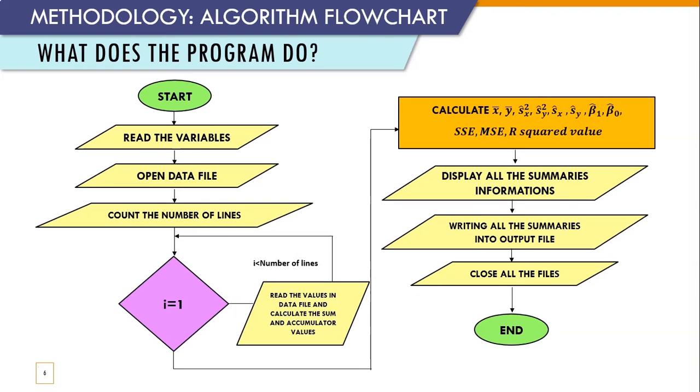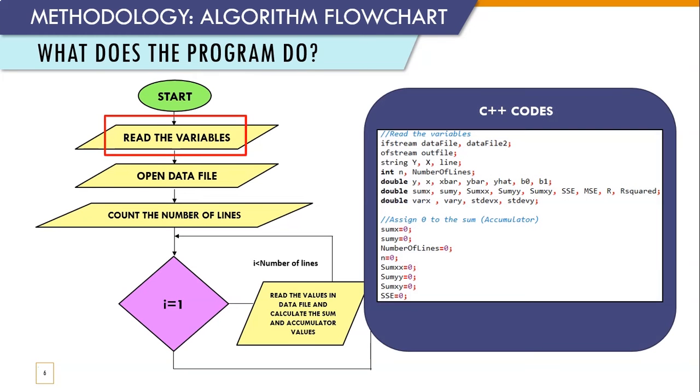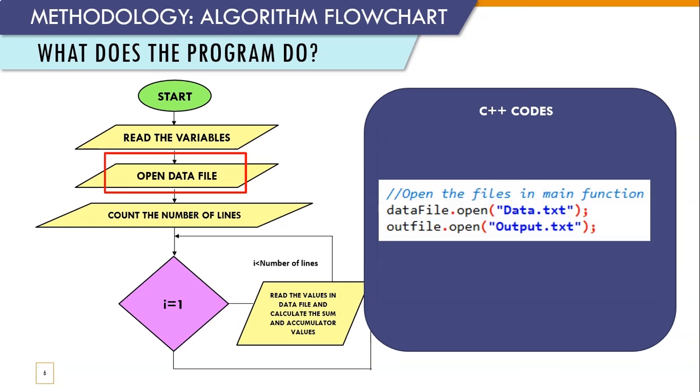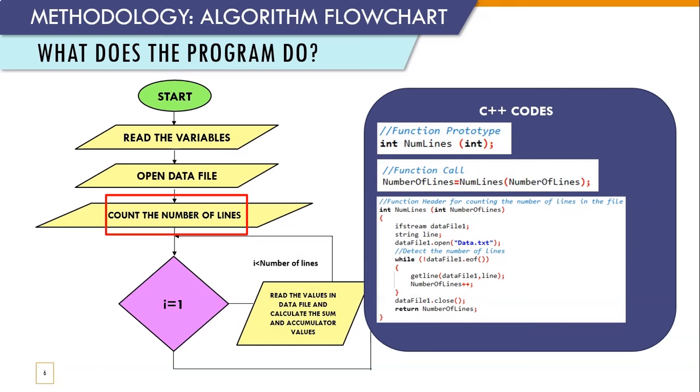So, how does our program work? At first, we need to prepare a data text file together with the program in the same folder. Once the program starts to run, it reads the variables needed by the program. After that, the program opens the data text file that was prepared by the user. It will then first count the number of lines in the data file. The technique we use is using functions in C++.